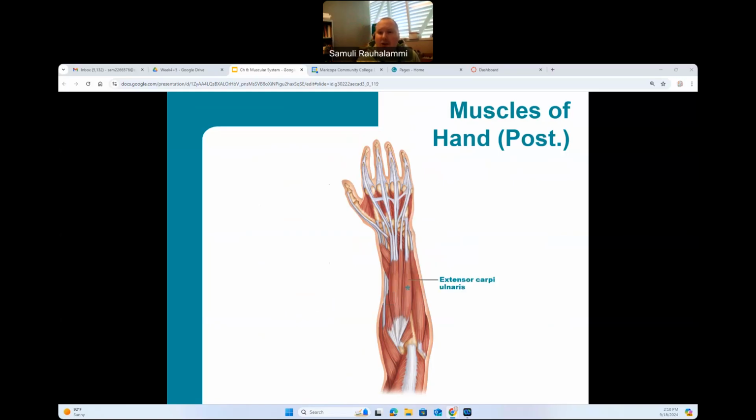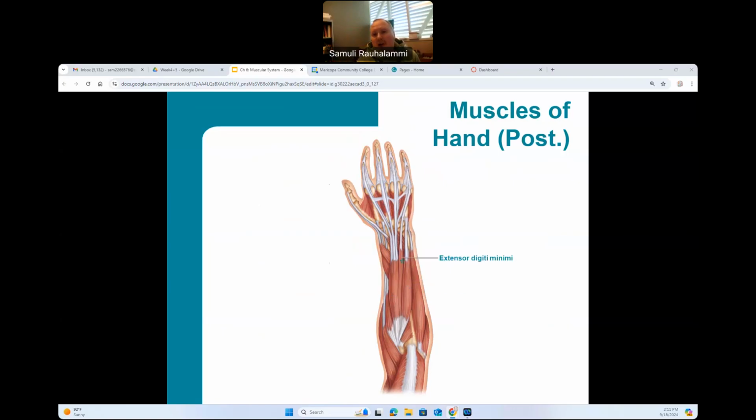Let's look at extensor carpi ulnaris muscle. The origin of this muscle is from the same bundle, and again connecting from the lateral epicondyle of the humerus to the little finger, the fifth finger's metacarpal. And the function of extensor carpi ulnaris is to extend the fifth finger.